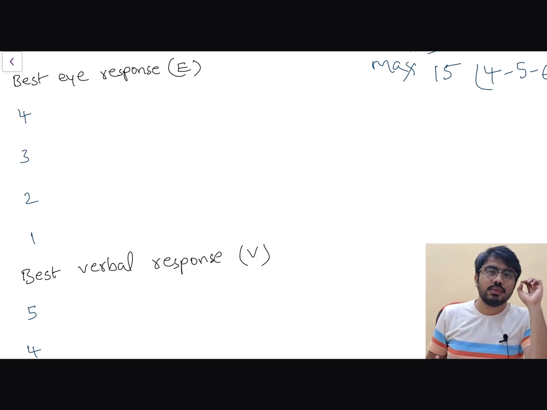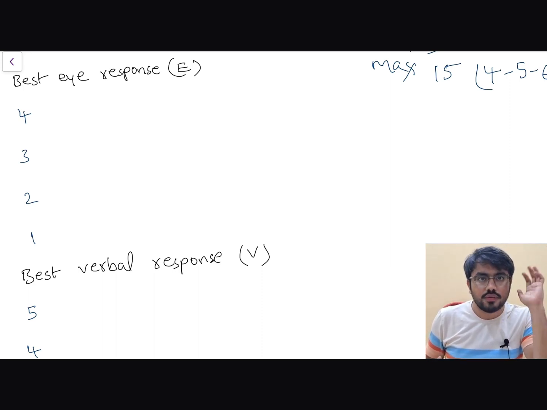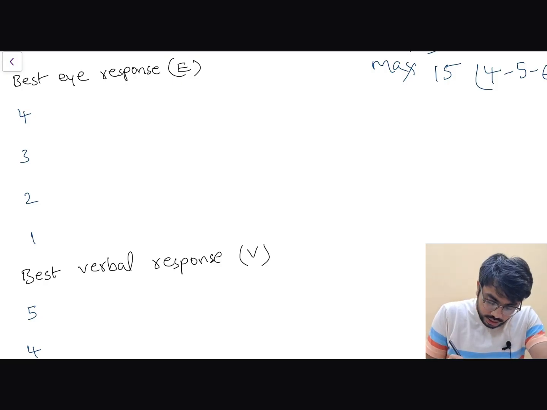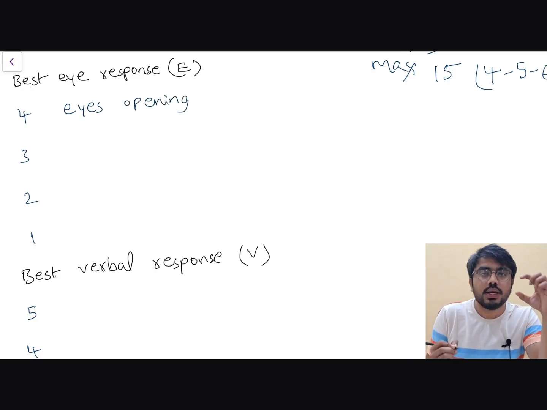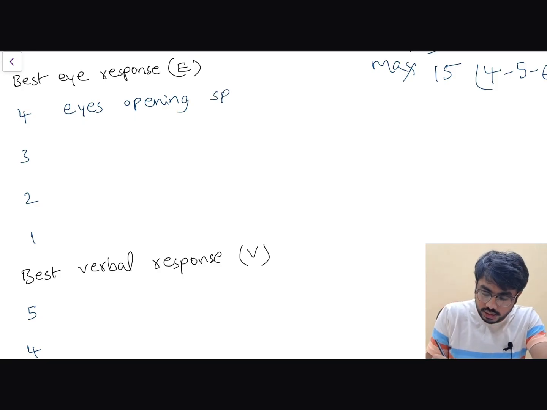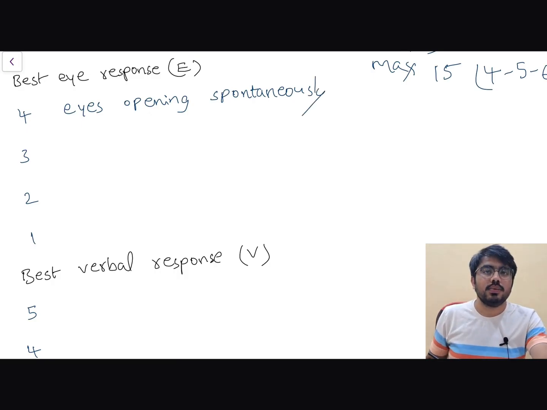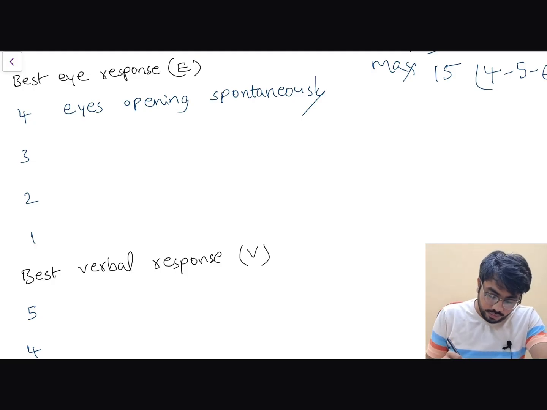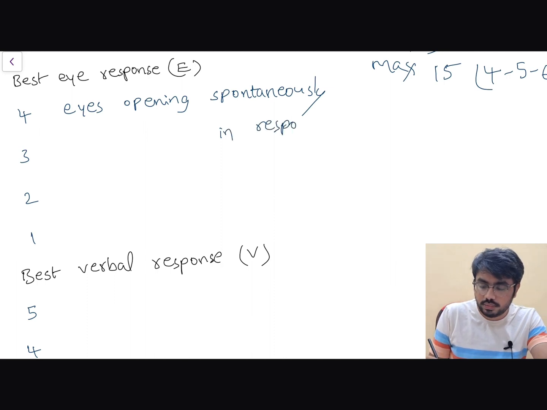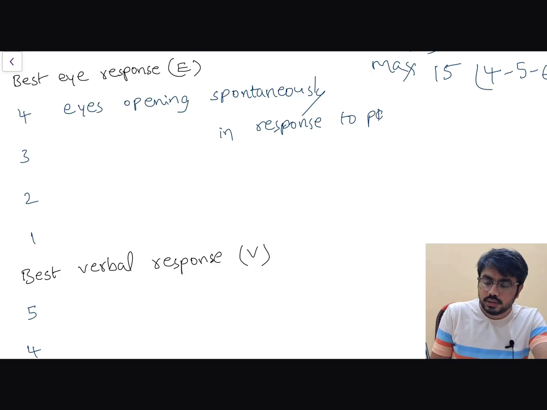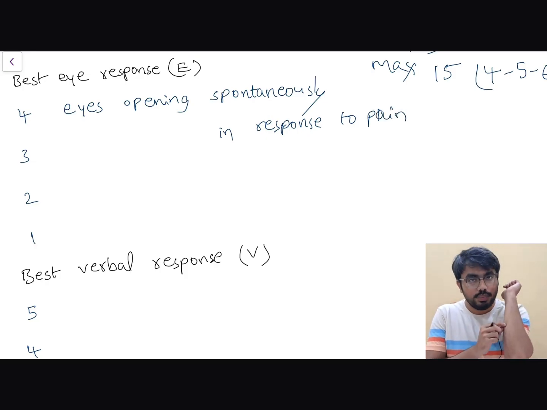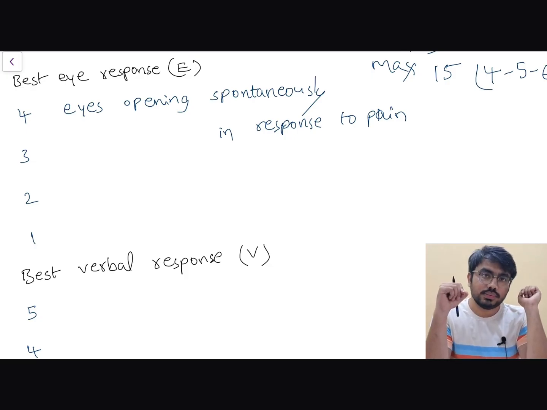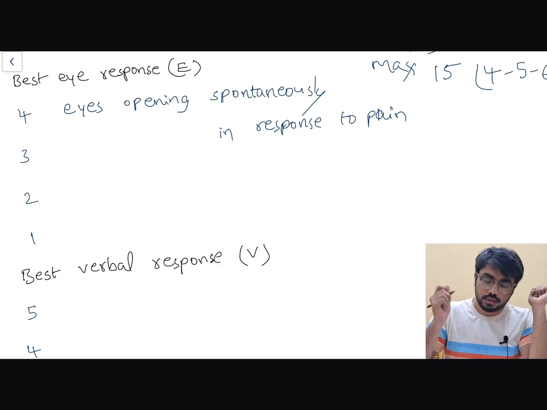Eye response. Eye response means when to give 4 out of 4 to this patient. If the patient is able to open the eyes spontaneously, then I can give 4. If there is eye opening but only in response to pain, so I have given a painful stimulus.